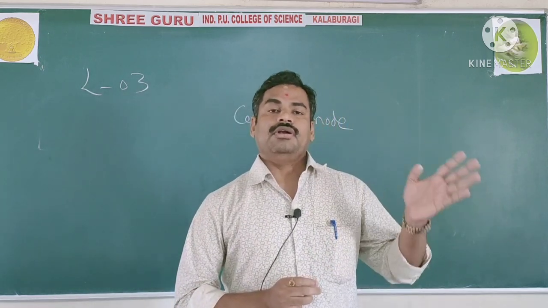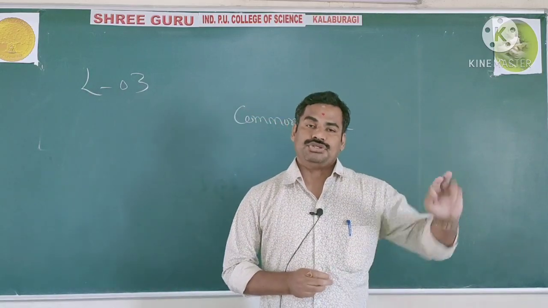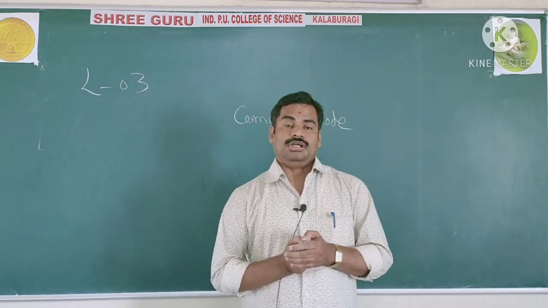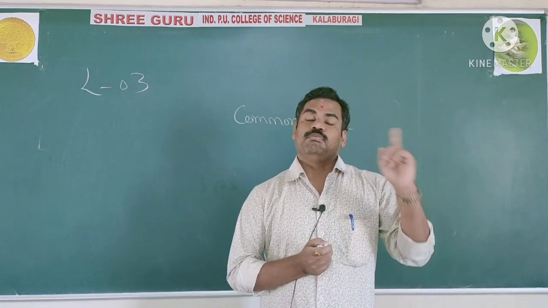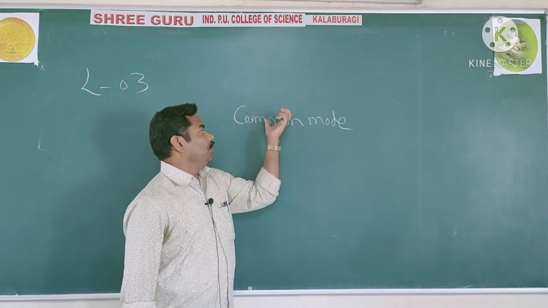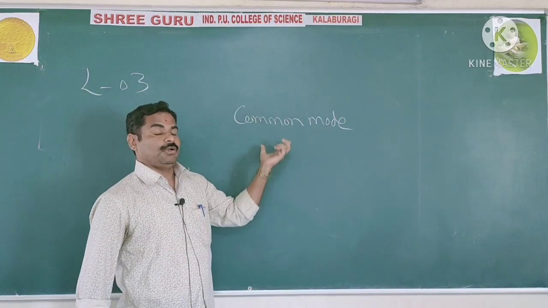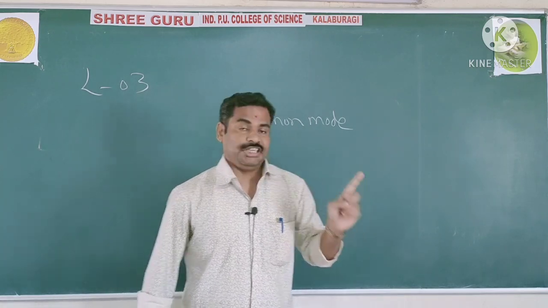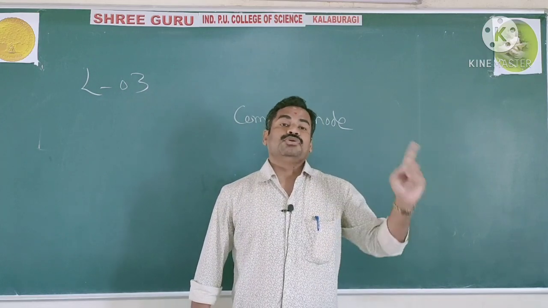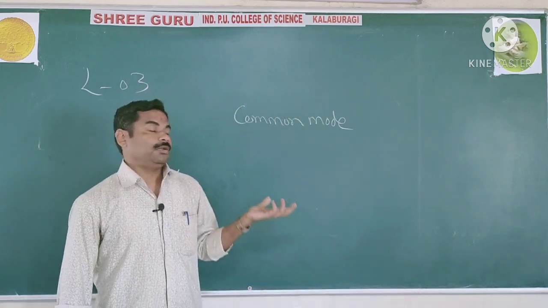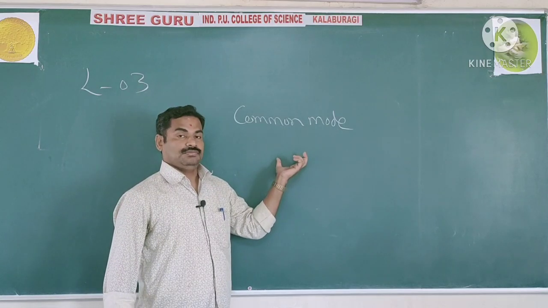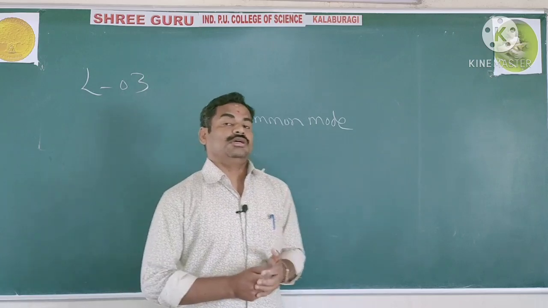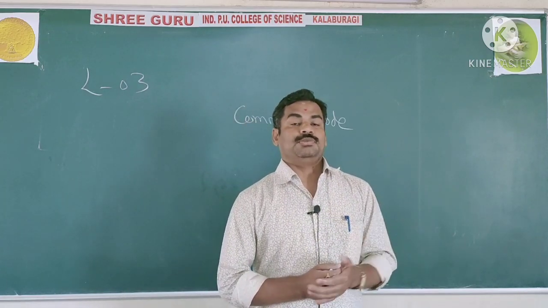Look here, once again in your difference amplifier, you have two inputs and also two outputs. In the differential mode, the two inputs you apply are different, but here it is common. Common means you are applying the same input to both inputs. You are applying V1 and V2 equal, the same input to the two terminals of your differential amplifier.